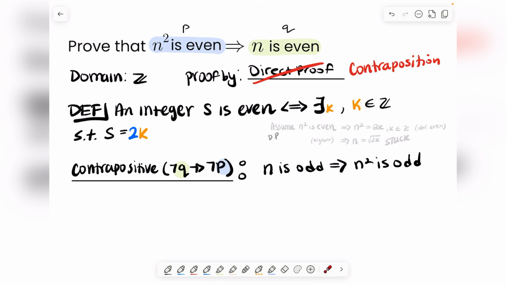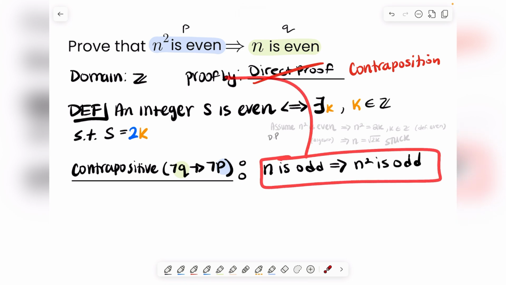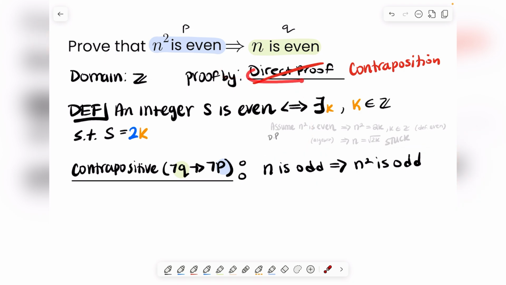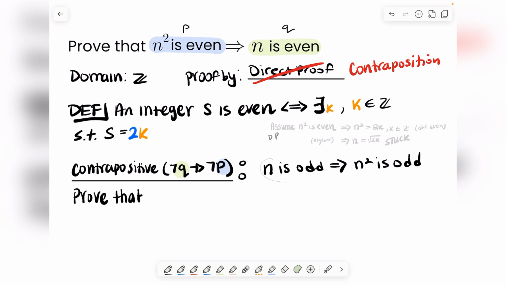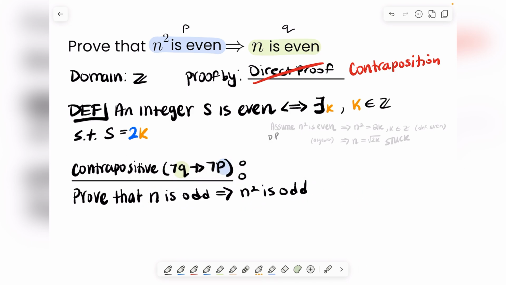So the way to approach this is to imagine as if this is what they gave you in the first place to prove. And then what would you always try first? A direct proof. So you're literally just doing a direct proof on the contrapositive of your original statement. So we can move this over here and say prove that if N is odd, then N squared is odd.